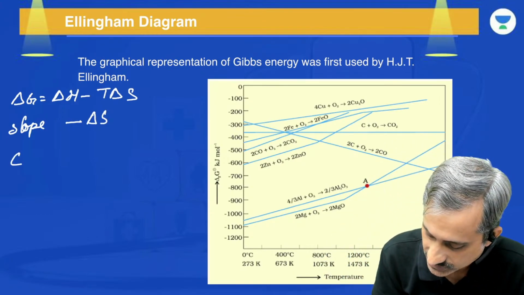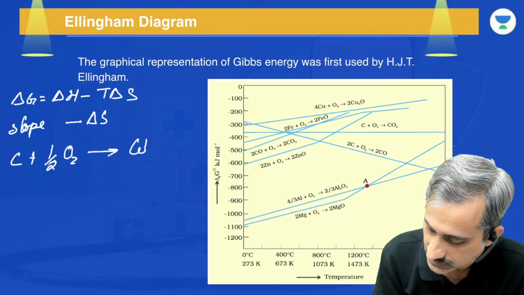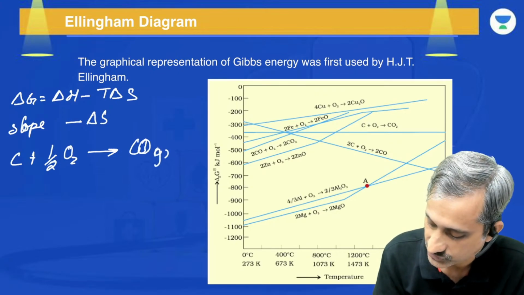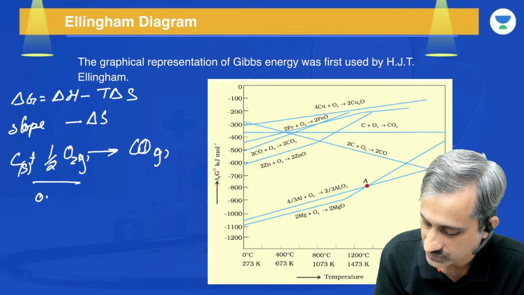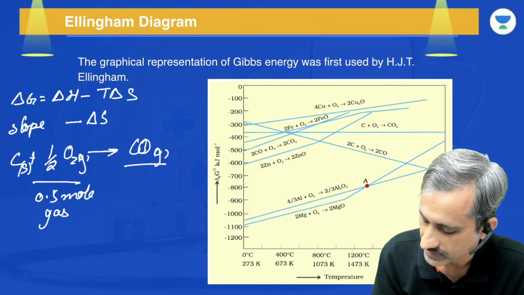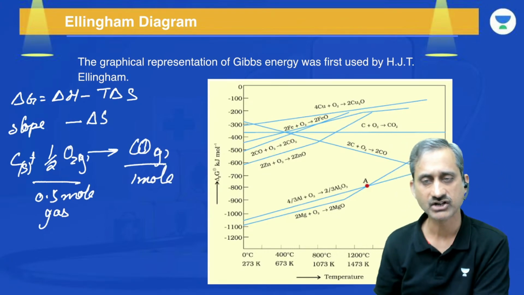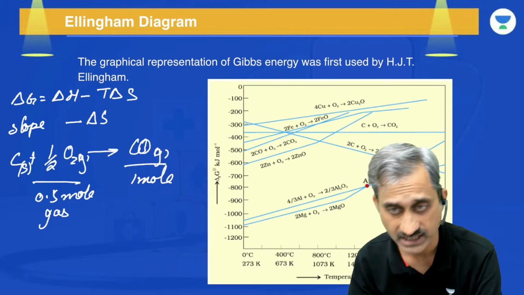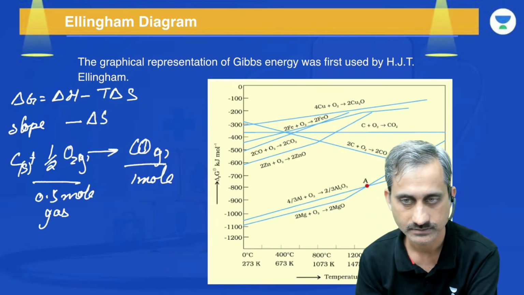And that reaction is carbon plus half O2 gives you CO, carbon monoxide. This is gaseous, and this is solid. So here we have 0.5 mole gas. Here we have 1 mole of the gas. So this is the only reaction of the formation of oxide where entropy actually increases.